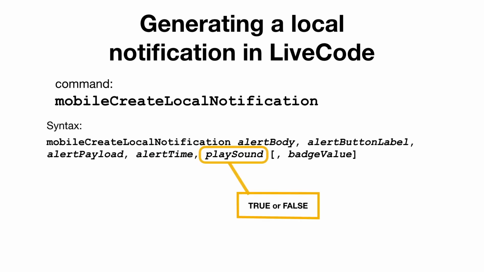Next one is the play sound parameter, and that's either true or false. And as the name of this parameter implies, if it's true, a sound and or vibration will play, and if it's false, it will just be a silent notification.